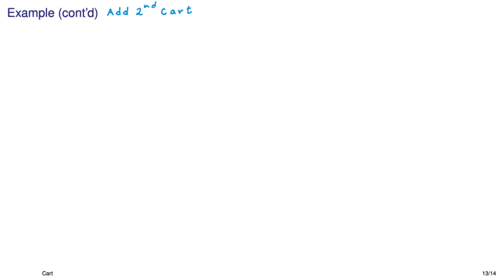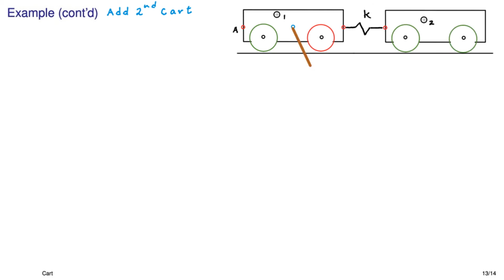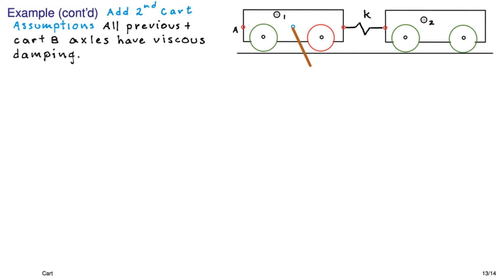And now we're going to add the second cart. So here it is. There's the spring. I shortened the rod because I was running out of room. We'll say that the spring has a spring constant of K. The beautiful thing here is that all the equations that we used in the past, we can reuse. But first we have to deal with a couple of assumptions. One of them is that cart B is a little bit squeakier than cart A, and that is that there's some viscous damping associated with the wheels.